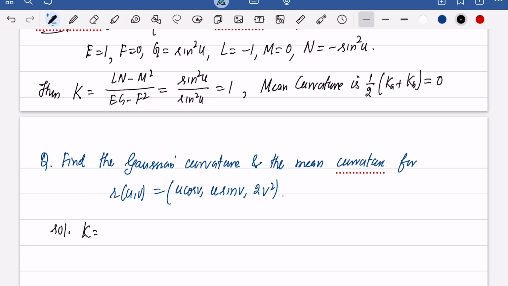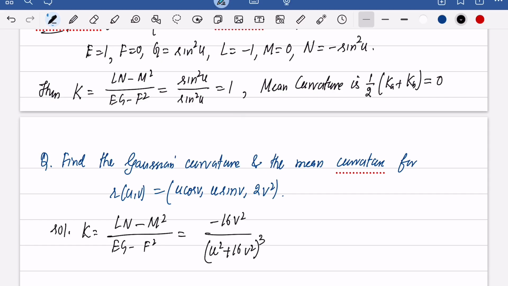So in the solution, we have K is equal to Ln minus M square divided by Eg minus F square. Now using the values as obtained in the previous exercise, we get minus 16 v square divided by (u square plus 16 v square) whole cube. And similarly, the mean curvature is equal to 4u divided by 2 times (u square plus 16 v square) whole to the power 3 by 2. So these are the Gaussian curvature and the mean curvature of this surface at any point u and v.